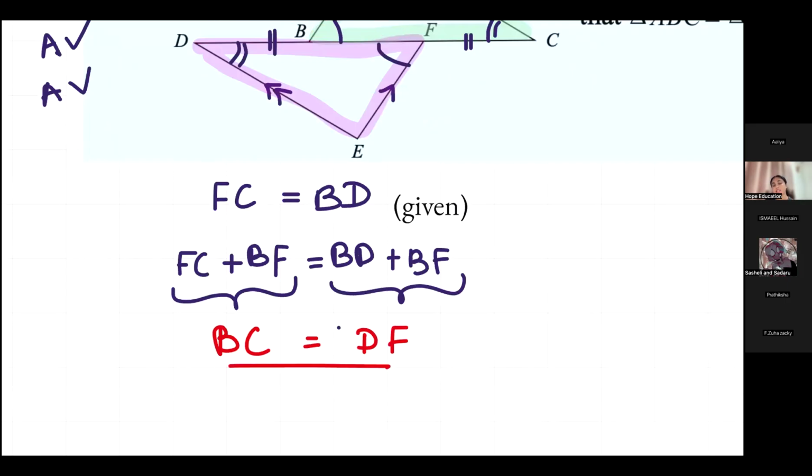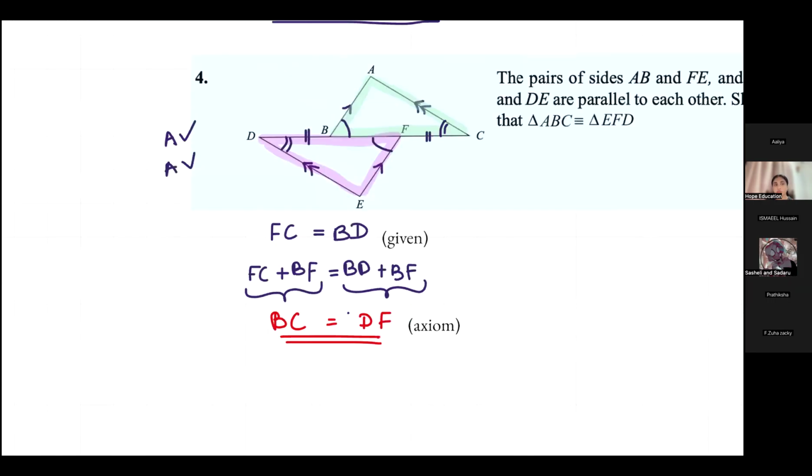If you leave it just as this, it's okay. Or if you want to, you can put the reason as axiom. Even if you don't put it, it's okay. But I will write axiom, which you have learned in grade 9. Is that part clear before we write the congruency part? Is this clear to you? Yes, teacher. Okay. Others? Thumbs up.